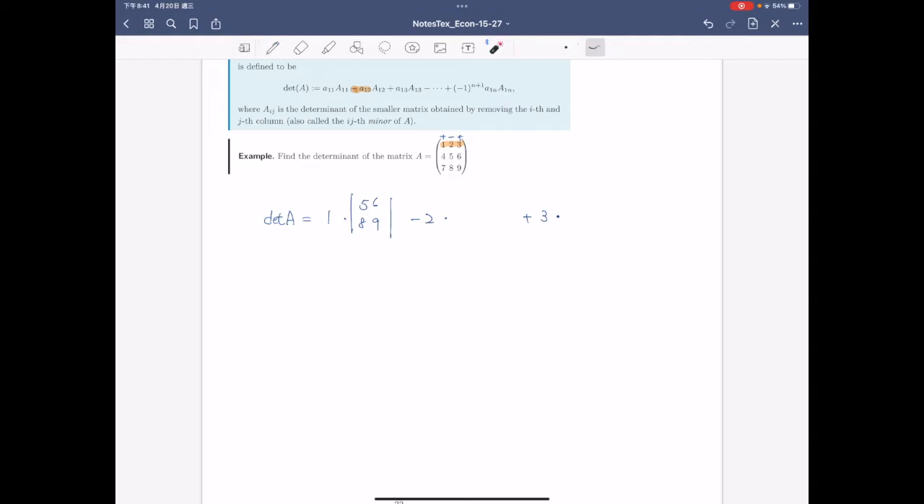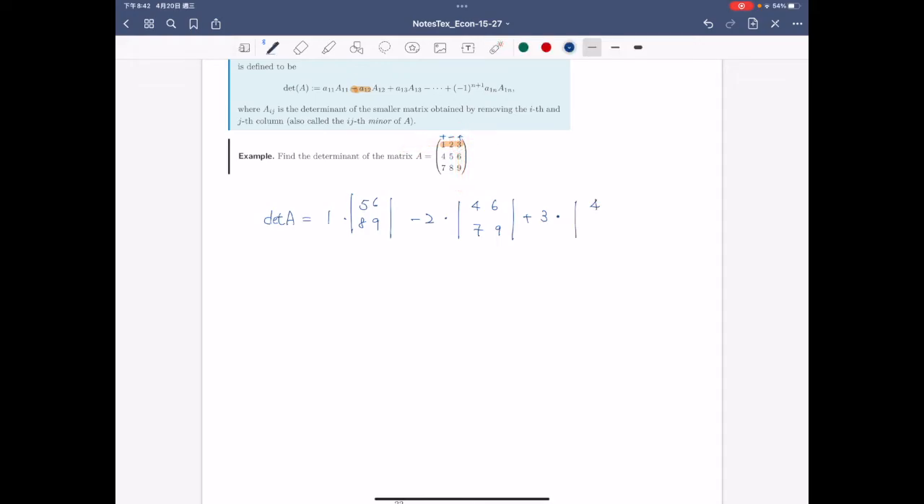And then moving on. 2, the sign is a minus, so minus 2. And the 2 is the 1, 2 entry. So we remove the first row and the second column. What do I have left? 4, 6, 7, 9. So the determinant of 4, 6, 7, 9. And then finally, I have 3. 3 belongs to the 1, 3 entry. So we remove the first row, third column. Whatever I have left, I compute the determinant of 4, 5, 7, 8.